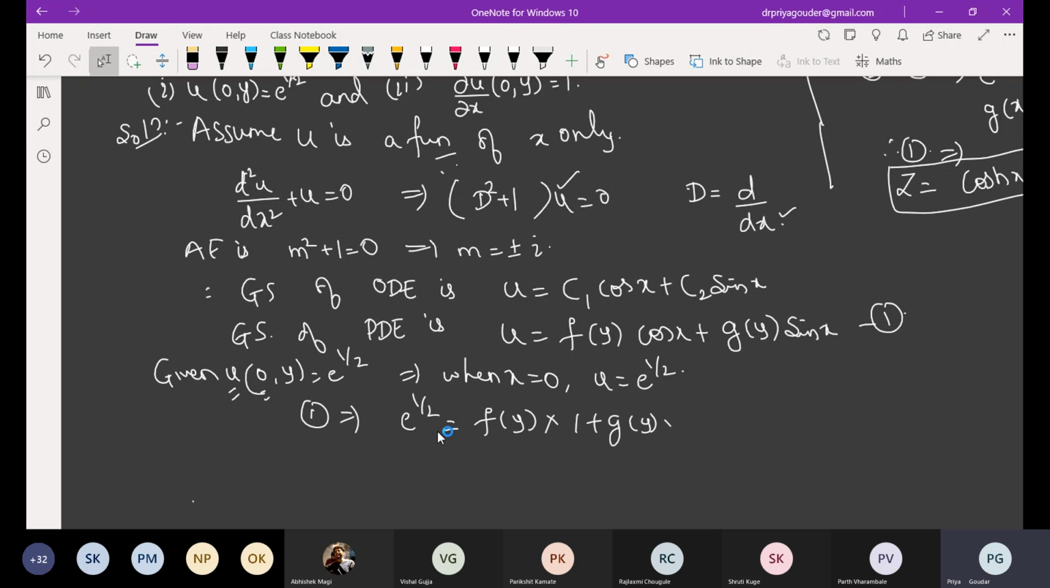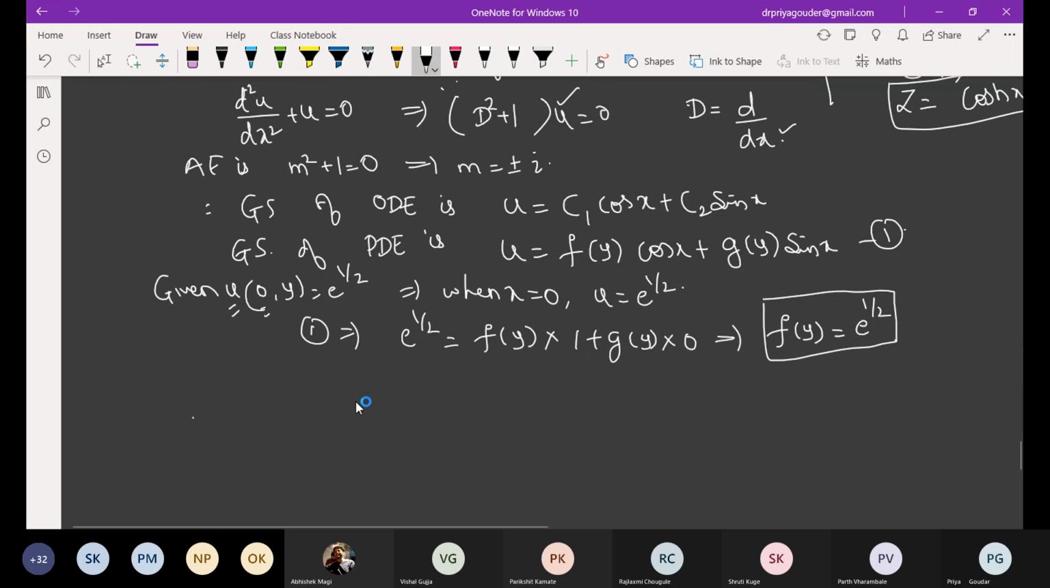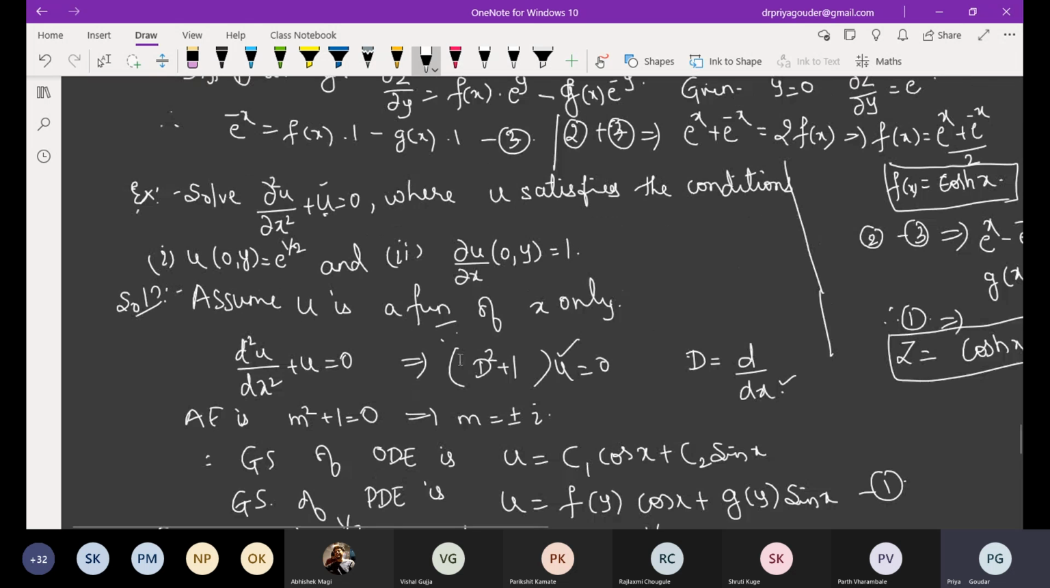times sin 0, which is 0. So from this, what is the value remaining? f(y) equal to e^(y/2). So it should be either a function of y or it should be constant, but it should not contain x, because f of y you are saying.